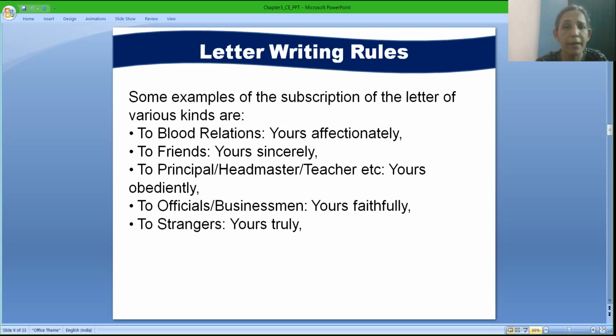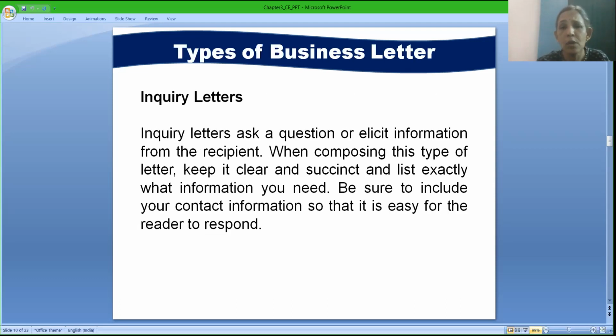So whenever you are writing a letter to your principal, to the headmaster, or to your teachers, use the subscription yours obediently. To the official and business people, with them we use the subscription yours faithfully, and to the strangers yours truly.